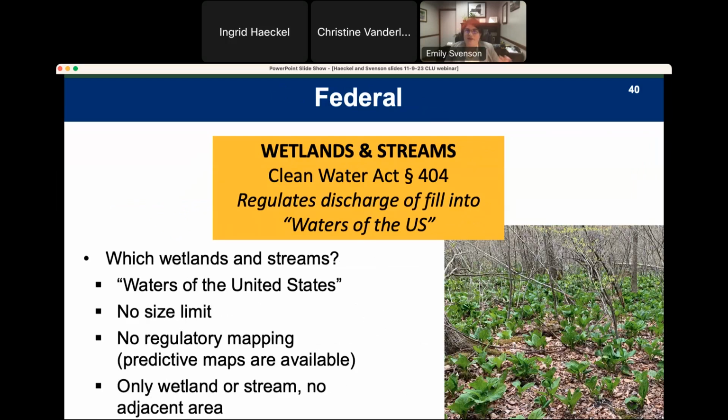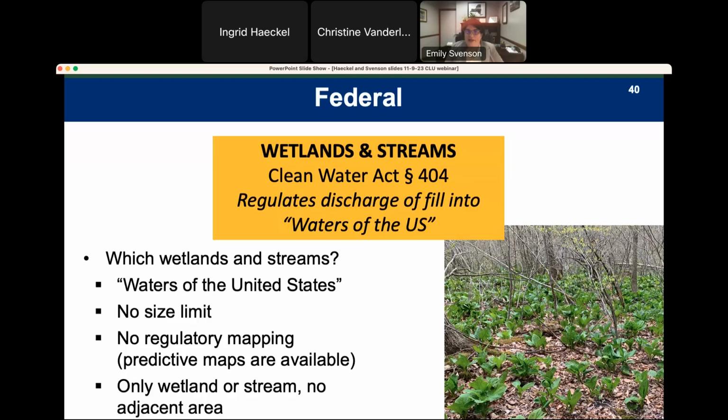Okay, so that's New York State regulation of streams and wetlands. Moving on now to federal regulation of streams and wetlands. Federal regulation of disturbance or placement of fill in streams and wetlands comes under the Clean Water Act, Section 404. And the Clean Water Act applies to waters of the United States. We're going to be talking more about what is a water of the United States, because that is what determines whether there is federal jurisdiction.